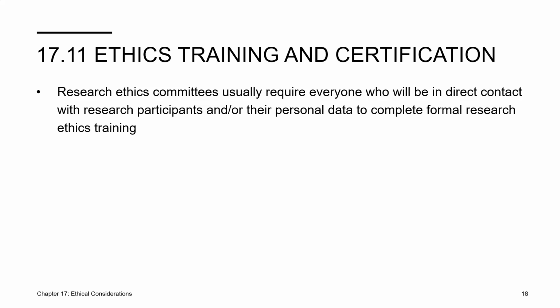So Section 17.11 covers ethics training and certification. So research ethics committees always require that everyone who is in direct contact with research participants and or their data complete some sort of formal research ethics training. And this is required through the IRB process, the institutional review board process that will be discussed more in other chapters.